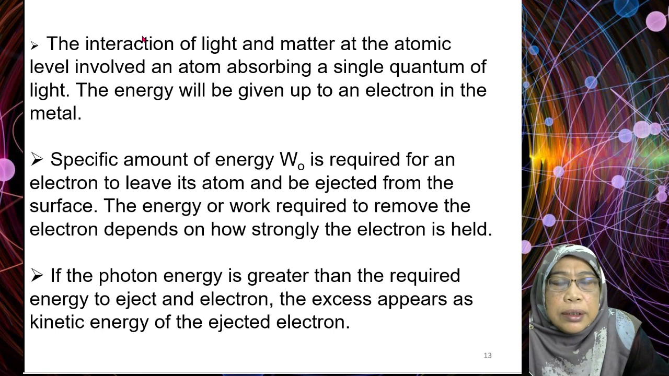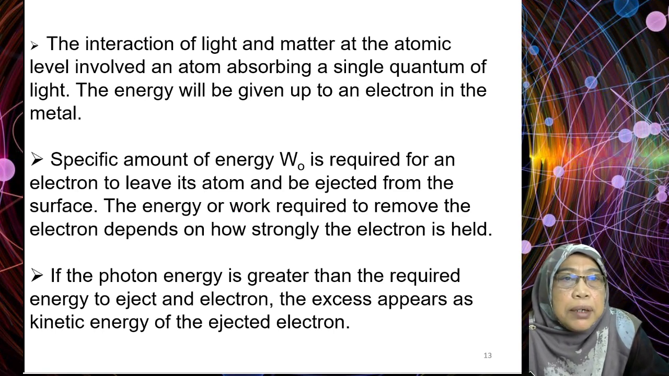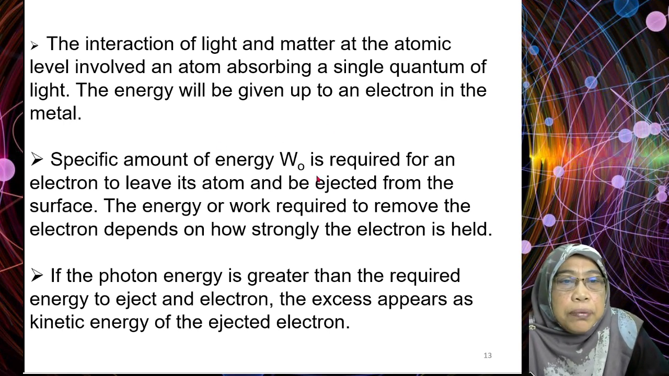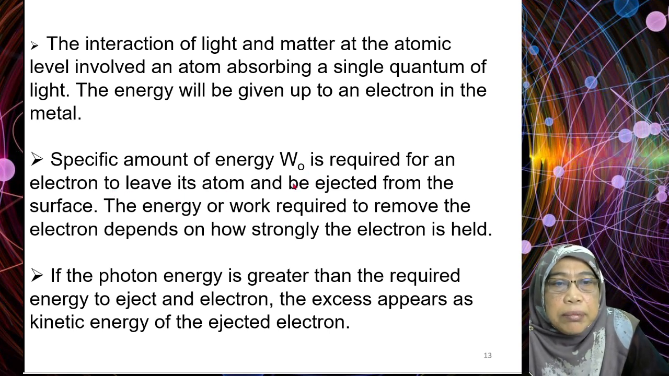Okay, about the Einstein equation just now, the interaction of light and matter at the atomic level involves an atom absorbing a single quantum of light. It cannot be subdivided. The energy will be given up to an electron in the metal. Light shining on the metal, and then the energy will be given up to an electron. So a specific amount of energy W0 is required for an electron to leave its atom and be ejected from the surface. The energy or work required to move the electron depends on how strongly the electron is held.